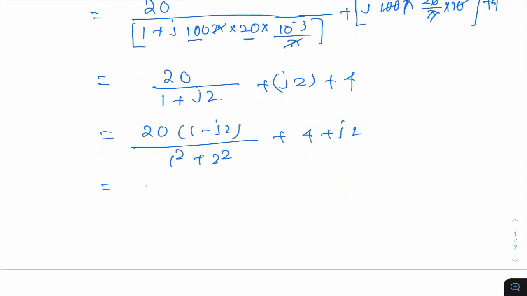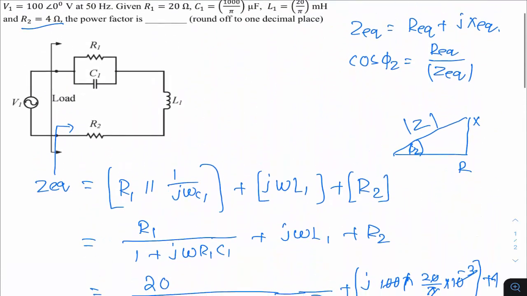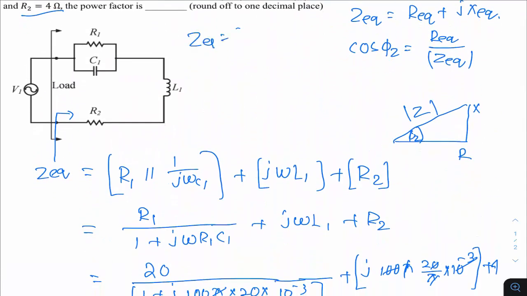So if you again simplify this, this is 20 minus j40 divided by 2 square, 4 plus 1 is 5, plus 4 plus j2. So 20 by 5 is 4, plus 4 minus j8 plus j2. So that happens to be 8 minus j6, right? So the Z equivalent value, we are getting how much? Z equivalent value is 8 minus j6.